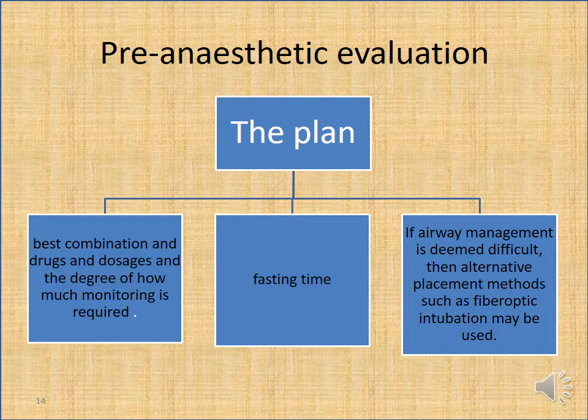The plan of general anesthesia includes the best combination of drugs, the dosage, and the degree of monitoring required. We calculate the drugs given for general anesthesia and the dose according to the age and health of the patient. The patient must be fasting; we need to know how long the fasting should be before giving general anesthesia. If airway management is deemed difficult, then alternative placement methods such as fiber-optic intubation may be used, instead of intubation the ordinary way.